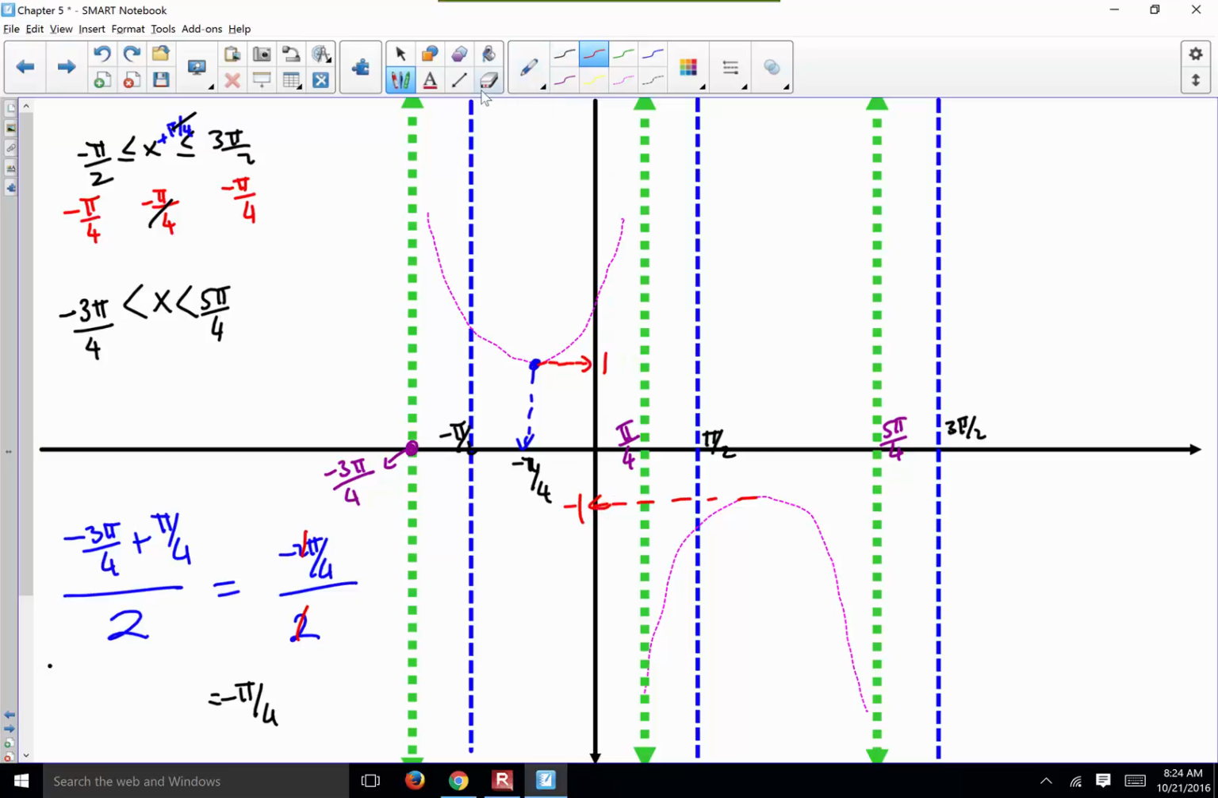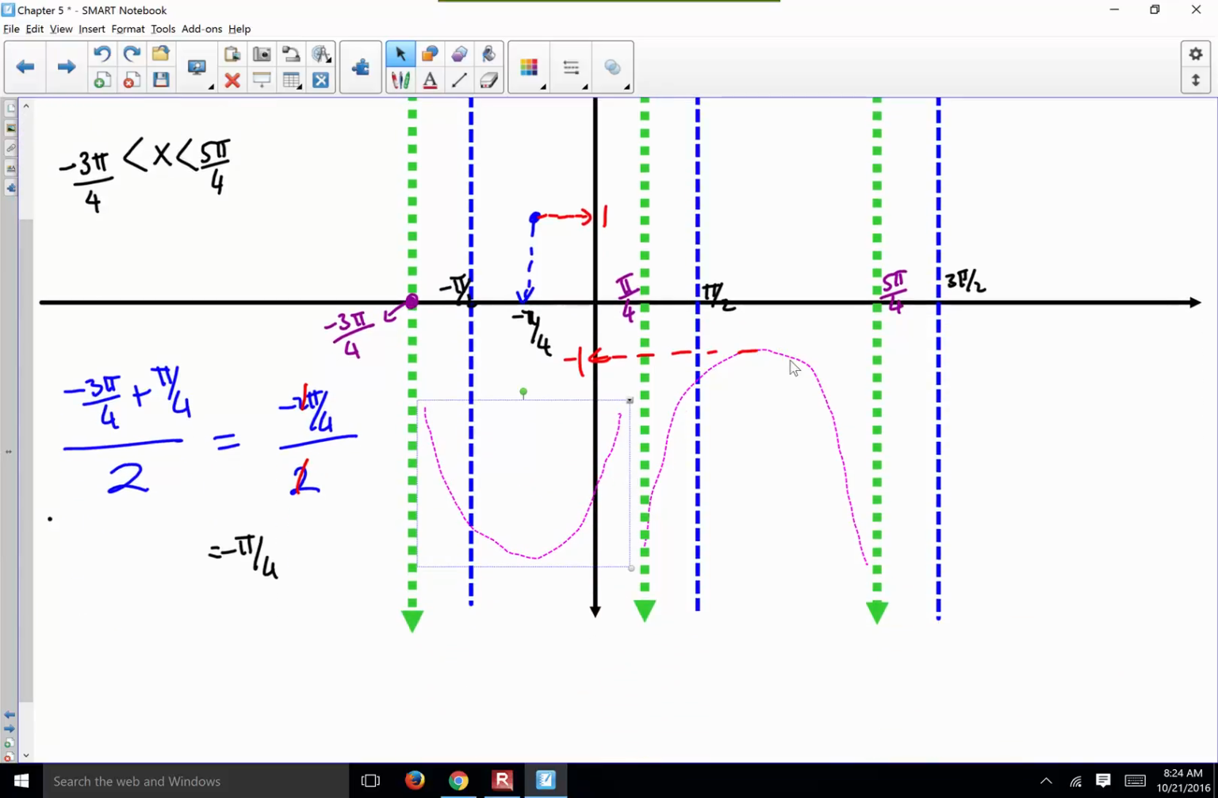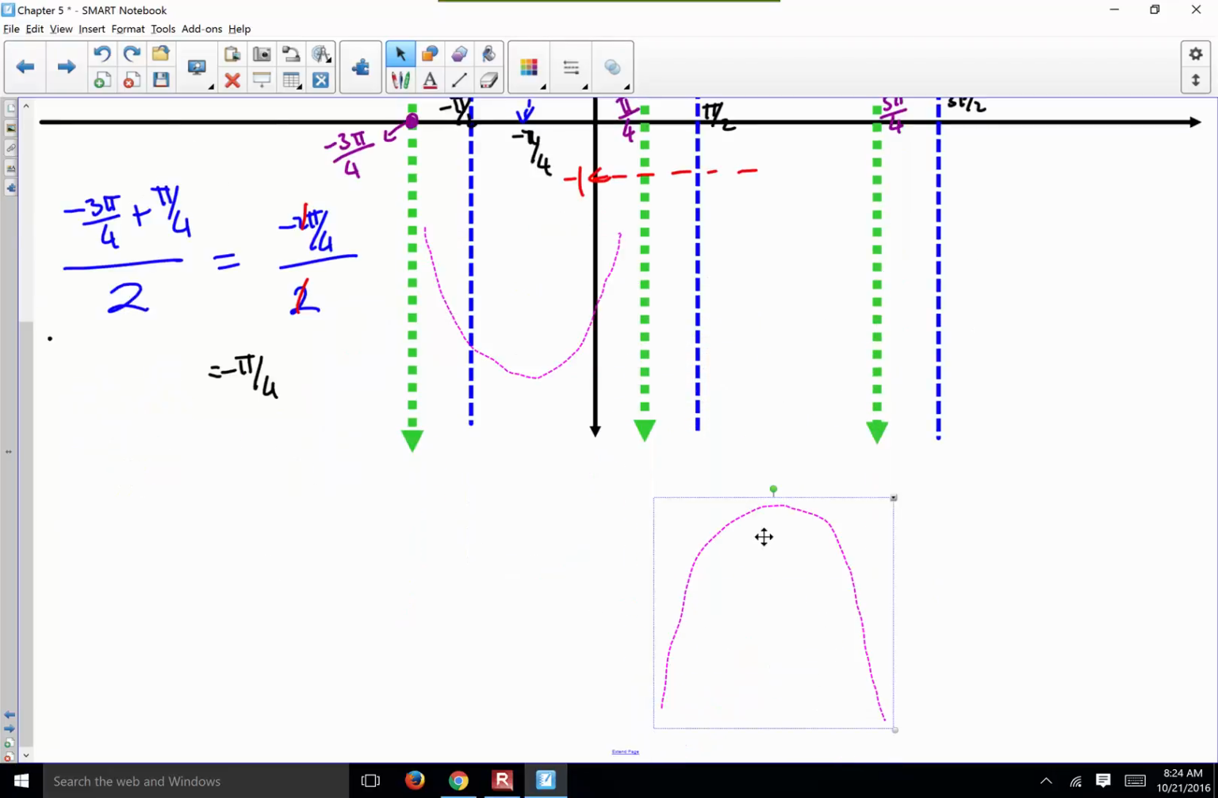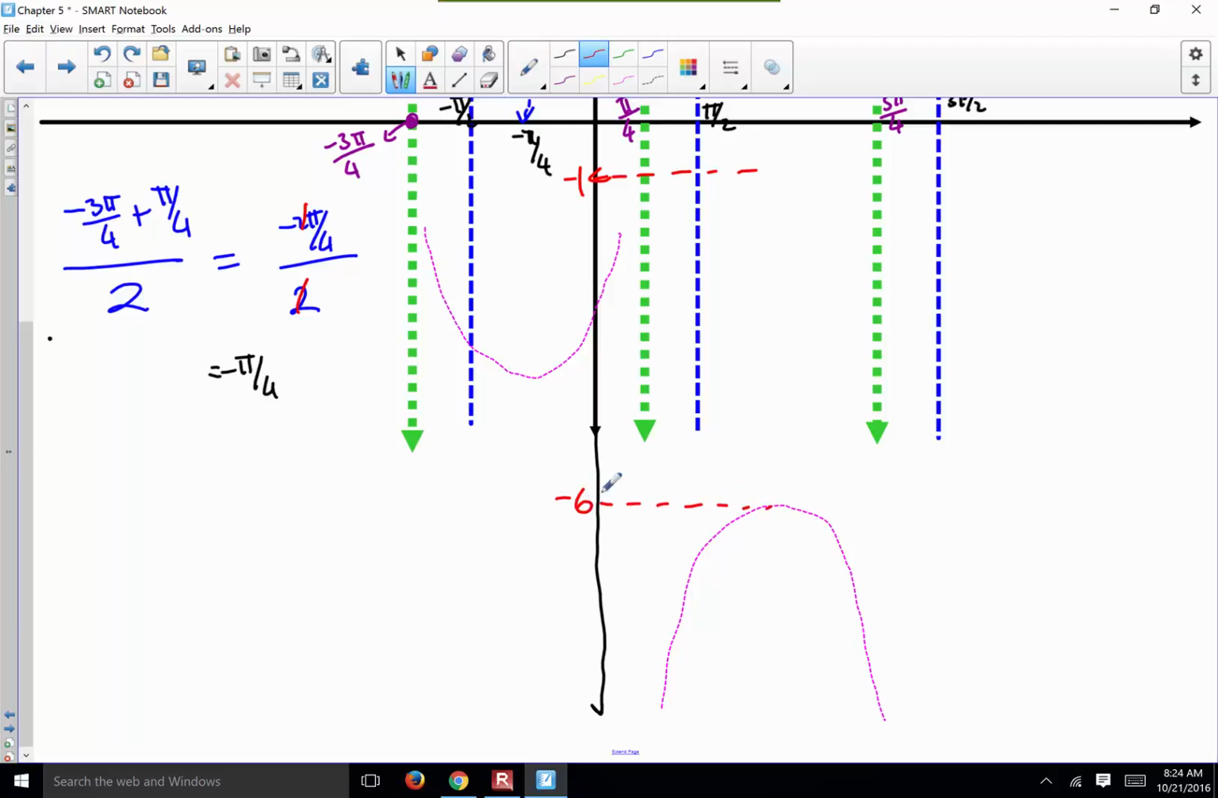So can you imagine that? I will move this guy 5 down: 0, 1, 2, 3, 4. This is going to move there, and this is going to be two lower, -6. Alright? This is -6. This is -4.